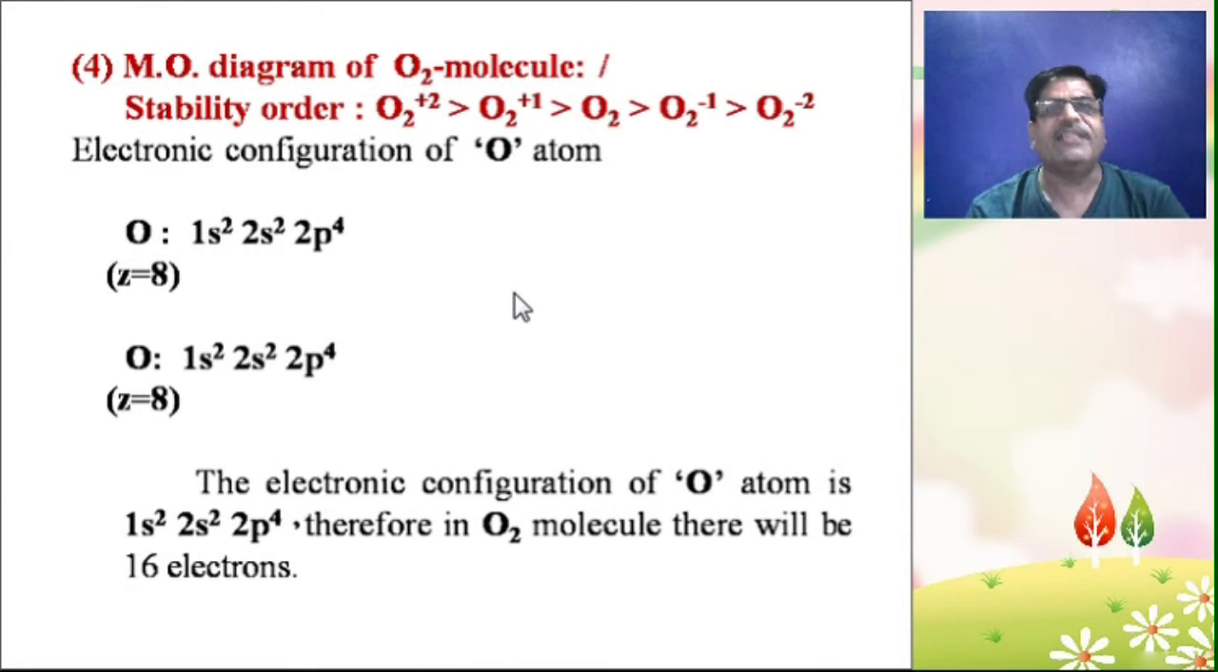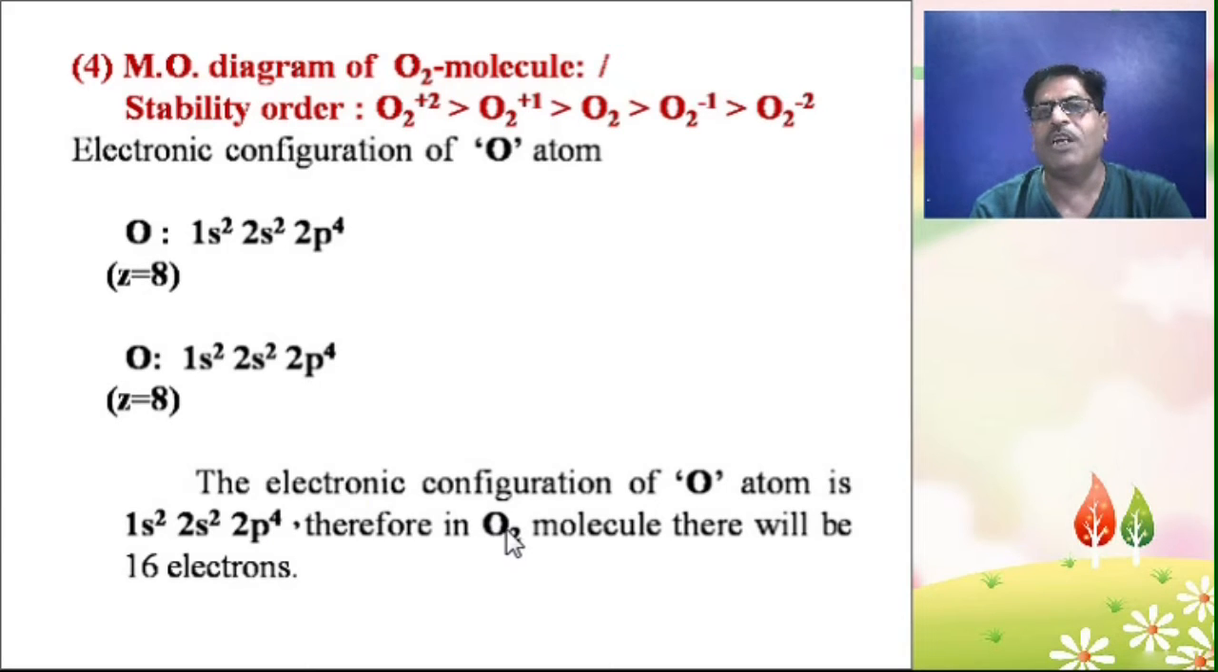Now let's discuss another important molecule, O2 molecule. MO diagram of O2 molecule and stability order: O2 plus 2 is greater than O2 plus 1 is greater than O2 is greater than O2 minus 1 and O2 minus 2. Now let's see what is the electronic configuration of oxygen atom. Here oxygen Z is equal to 8, 1s2, 2s2, 2p4. Another oxygen Z is equal to 8, 1s2, 2s2, 2p4. The electronic configuration of oxygen atom is 1s2, 2s2, 2p4.